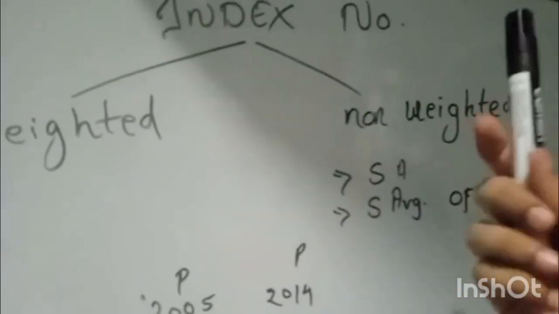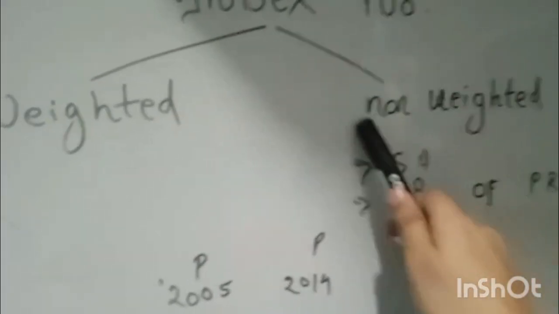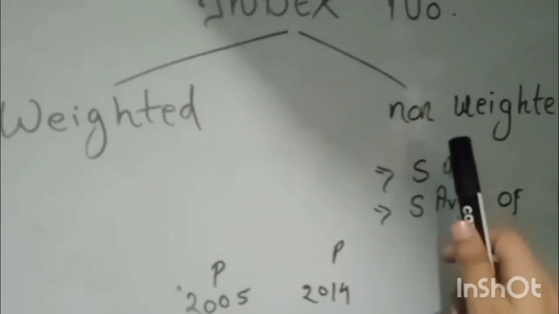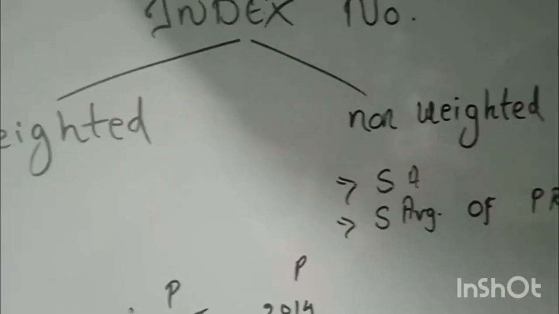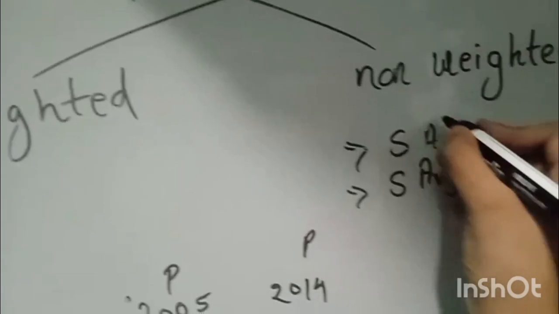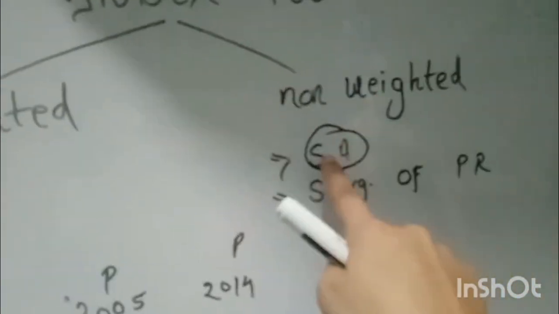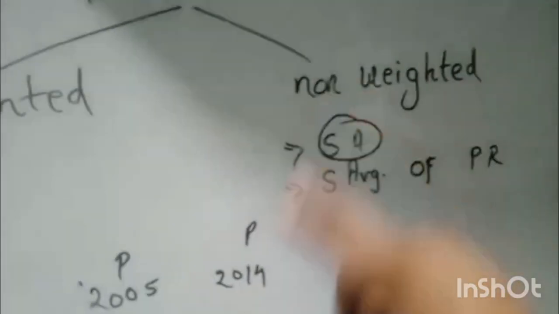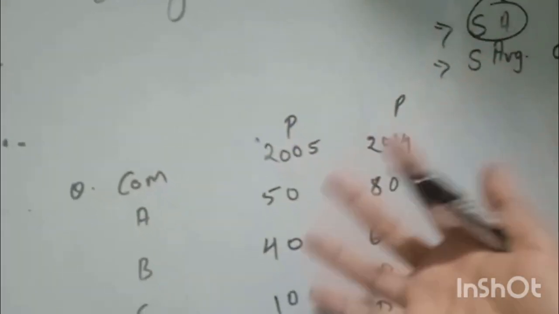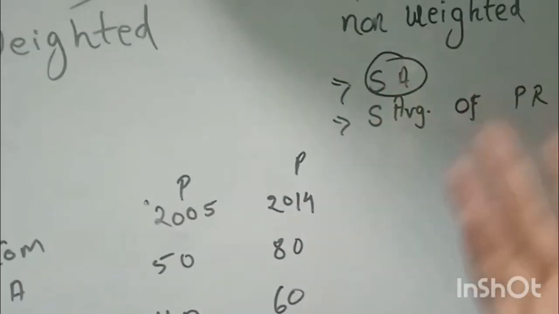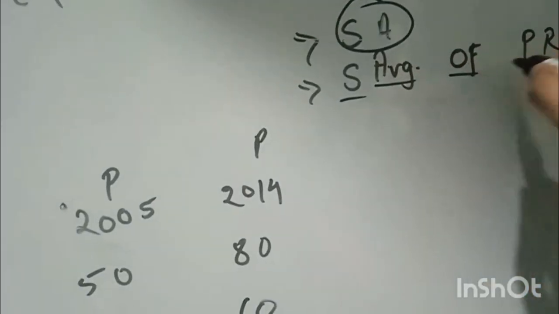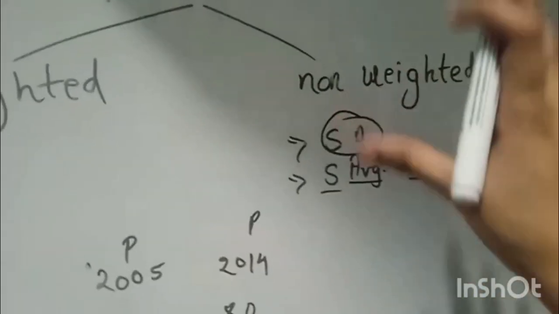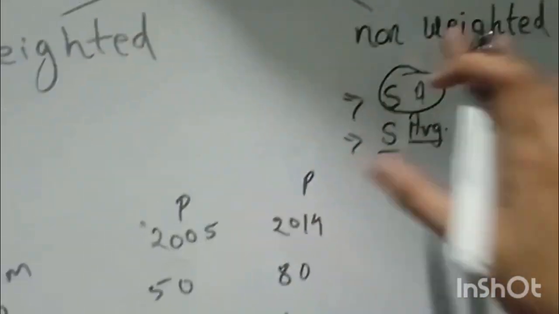Non-weighted, here are two methods that we need to learn. Simple aggregative method. If you remember the names of the methods, that will become much easier for you to understand. Simple aggregative, this method is simple and it is aggregative. Aggregative means doing total, right? And the second method is simple average of price relative. Now, let's not focus on the second and focus on the first.